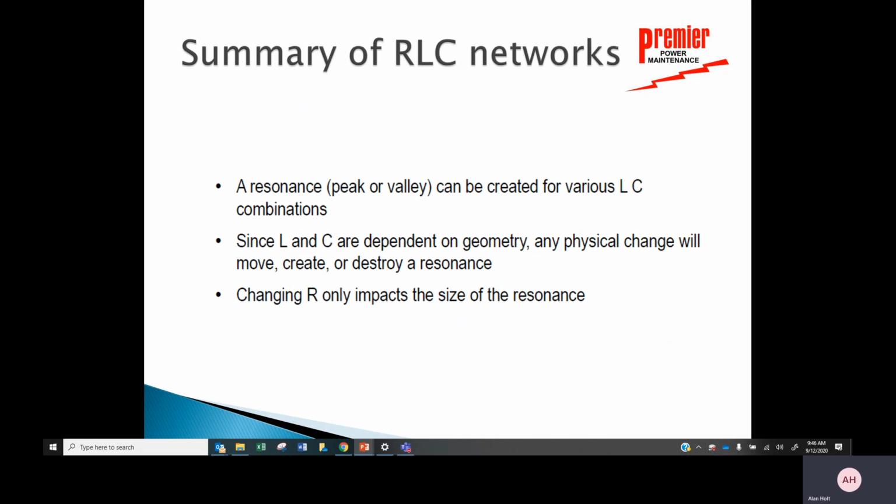So we look at this, the summary of RLC networks. At resonance, we'll either have a peak or a valley, and it's going to be created by that combination of inductance and capacitance. Since inductance and capacitance are dependent upon geometry, when you look at a capacitor, it's two plates. How close are they next to each other? How big are they? Those sorts of things. If things change there, then I will have a change in the output. And changing R only impacts the size of the resistance, and that's it.